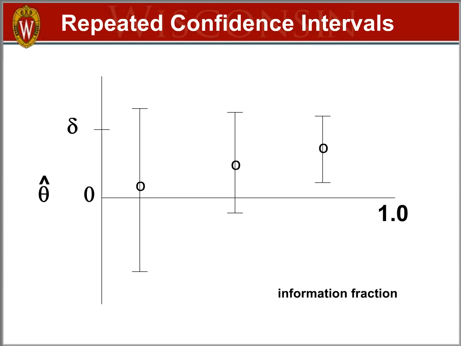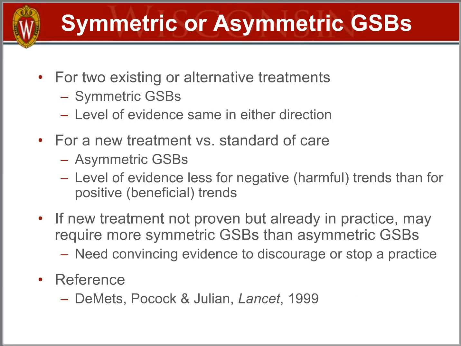Another complex and agonizing problem is, do you use the same degree of evidence to assess benefit versus harm? There's certainly ways to have symmetric boundaries using group sequential boundaries methodology, which says I want the same level of evidence for benefit or harm, or if you're comparing 2 active therapies, you don't care which direction, but you want the same degree of evidence. On the other hand, how about asymmetric boundaries? In the situation where we have a new treatment versus a standard, you may be interested in having less evidence for a harmful trend than for a positive or beneficial trend.